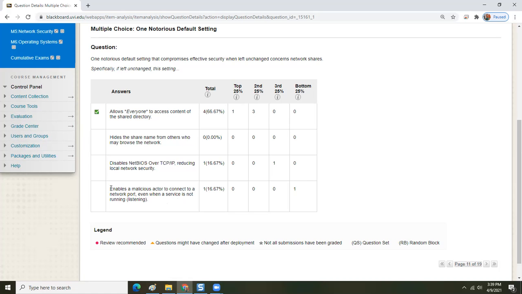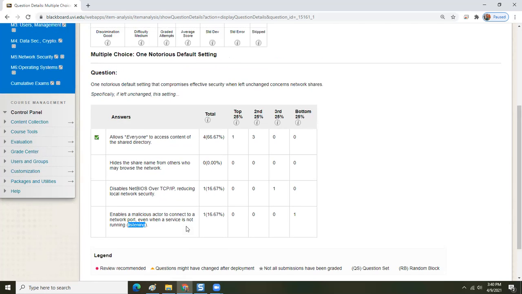Another student answered this one, and it says, enables a malicious actor to connect to a network port even when a service is not running. This statement is false. If a service is not running, the port is not even open, and a malicious actor is incapable of connecting. The only way an actor can connect across the network on a specific port is when a service is running and listening. If the service is not running and listening, there are no default settings or any intentional settings that will allow a malicious actor to connect. There's nothing to connect to. There's no available port that's in an active status that's listening. Does that make sense?